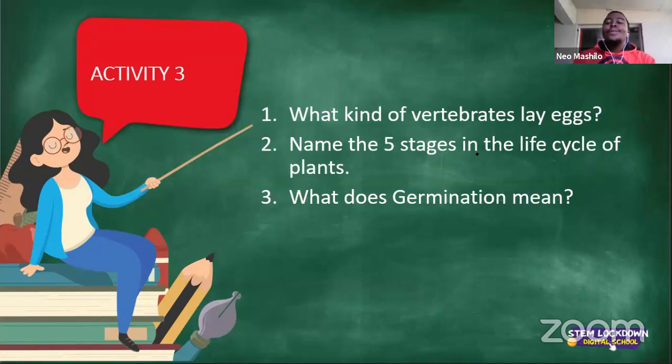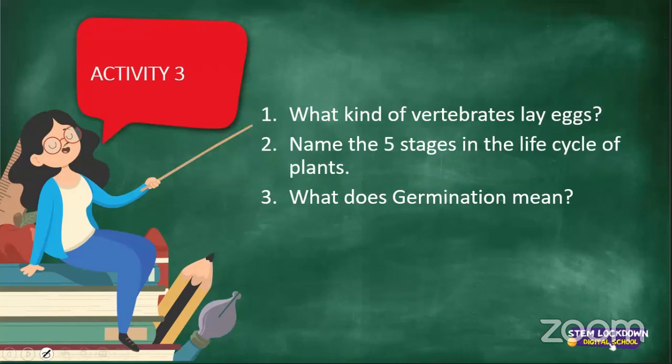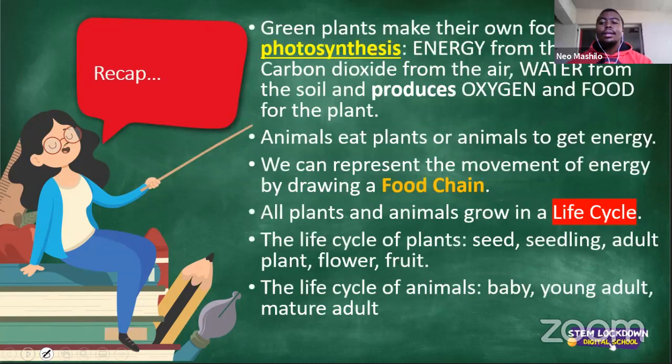When a seed goes into the soil and it has the right amount of water, the right amount of sunlight, the right amount of nutrients, and the right amount of carbon dioxide, then it will germinate, meaning it will grow into a seedling. So that's the process where a seed turns into a seedling.